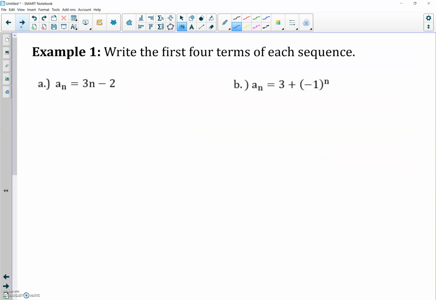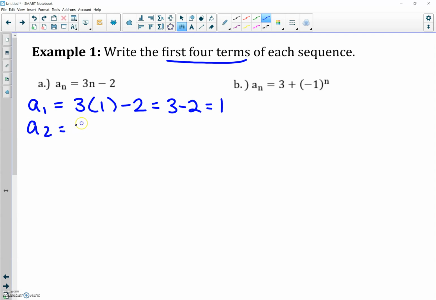So let's take a look at an example of a sequence. Part A there. We are going to talk about the first 4 terms of these sequences here. So part A, a sub n is equal to 3n minus 2. It's saying list the first 4 terms. So the first term, a sub 1, you're plugging in 1 for n and simplifying. So this would be 3 times 1 minus 2. So a sub 1 would be 1.